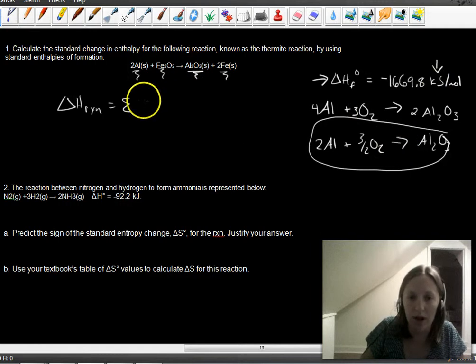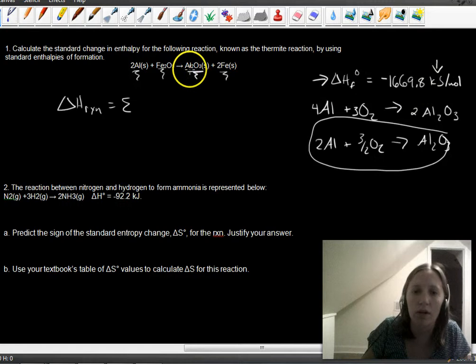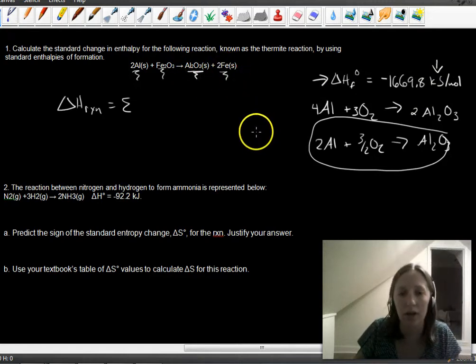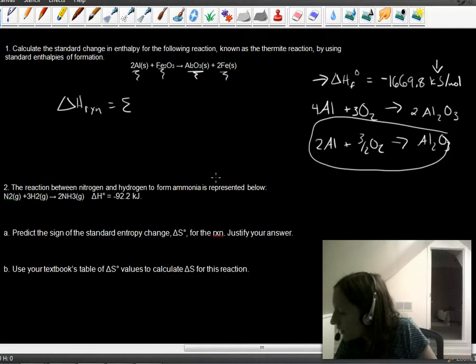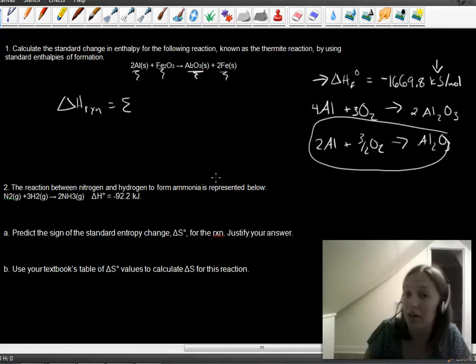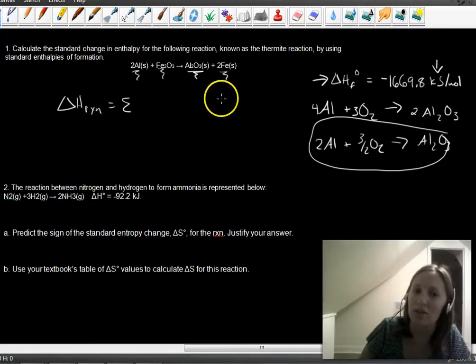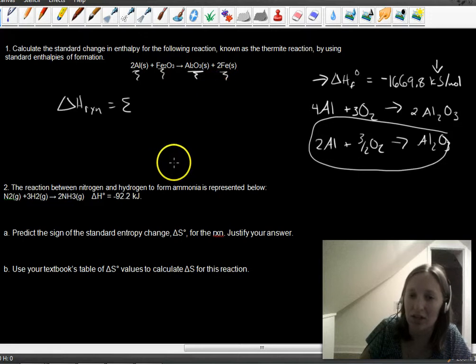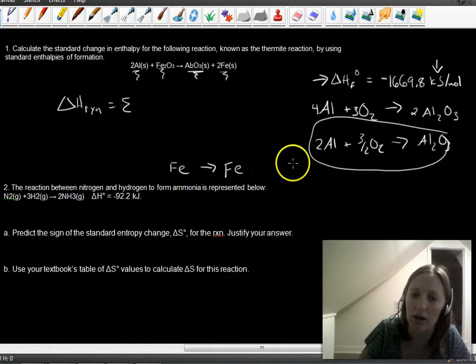So for aluminum oxide, we need to add up the negative 1669.8 kilojoules per mole along with whatever enthalpy change you've got for iron. So let's go look at iron. Hello, iron. It's alphabetical. Iron. Solid. Oh, well, look at that. The value is 0, which if you had been paying attention and understood what I was talking about, you would have gotten. Because the question is, how much energy does it take to form a mole of iron from its constituent element, iron?